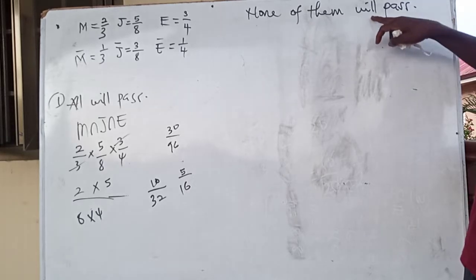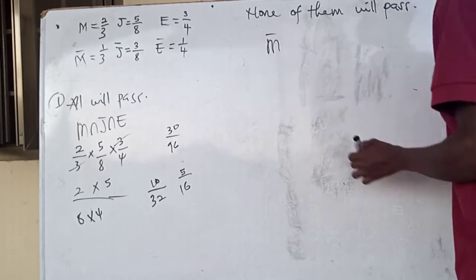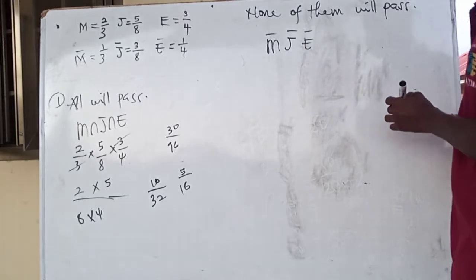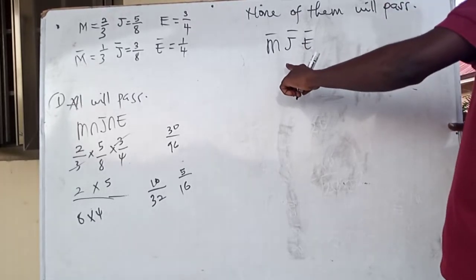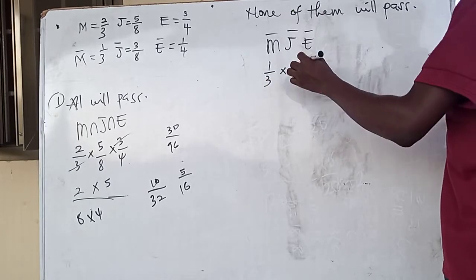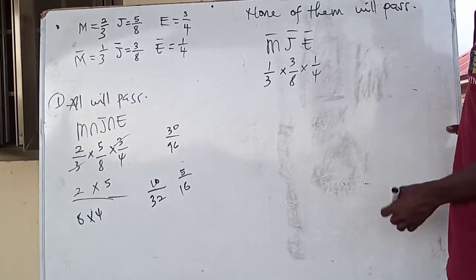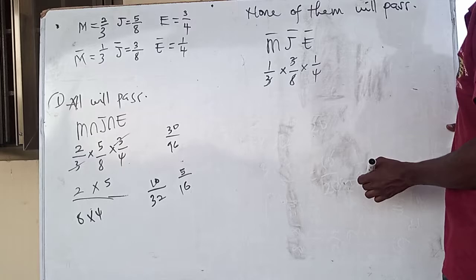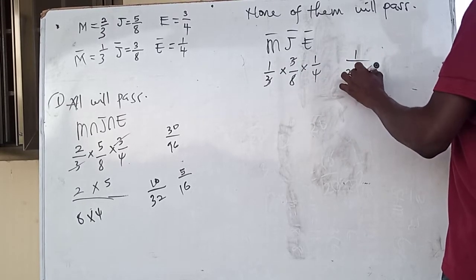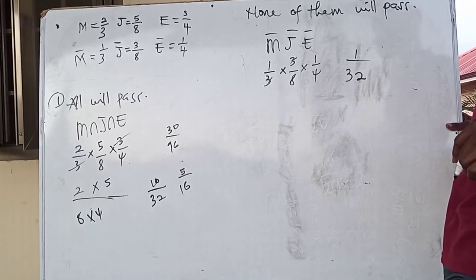None of them will pass. It means Manful will not pass, John also will not pass, Ernest also will not pass. Manful not passing is 1 over 3, John not passing is 3 over 8, Ernest not passing is 1 over 4. This 3 can cancel the 3, so you get 1 times 1, which is 1, and 8 times 4, which is 32. So 1 over 32. Simple like that.